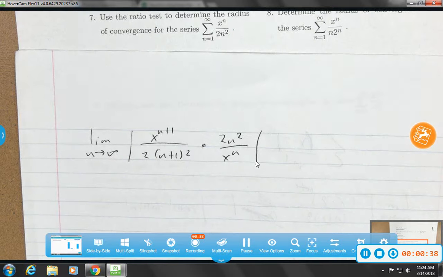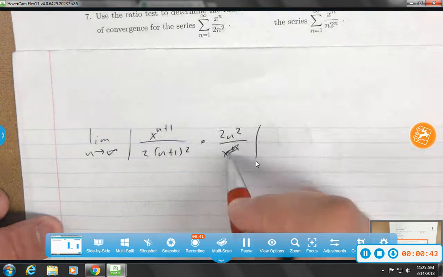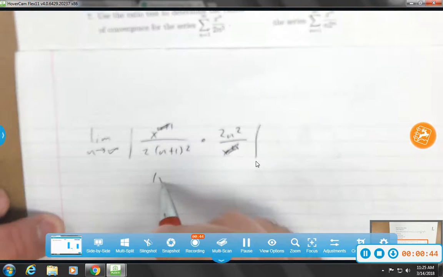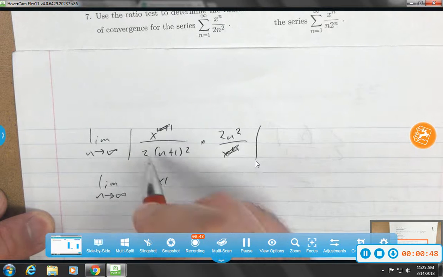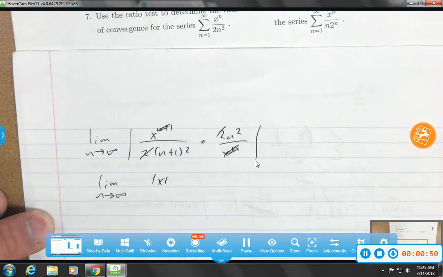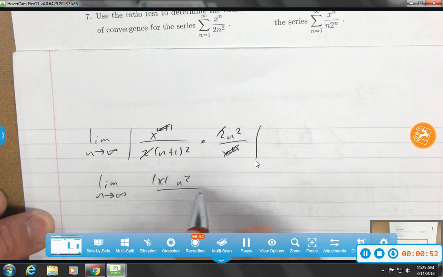All right, so tell me about some things. What cancels? All the x's except for 1. So I'll have absolute value x on top. Still got my limit. The 2's cancel, right? And then the other stuff doesn't quite cancel.